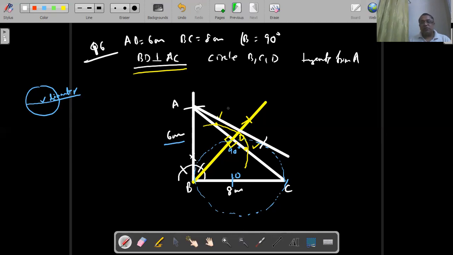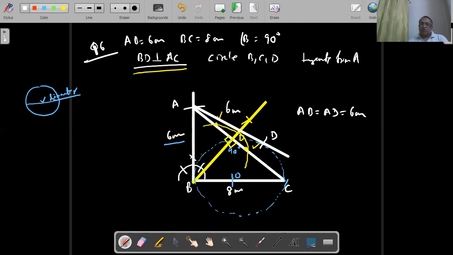So if this is 6, this tangent will also be 6. You can name it something like D. So I can say AB is equal to AD is equal to 6 centimeters. So this is answer number 6 for you.